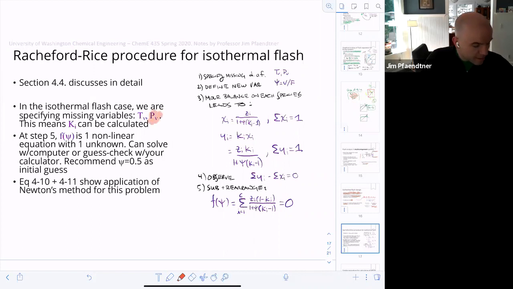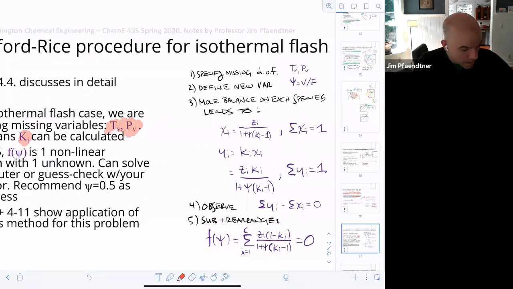In the isothermal case, we have to specify the missing variables. And the implication, I want to point out, is that once we do that, we can calculate Ki, the partition coefficients for all the species.